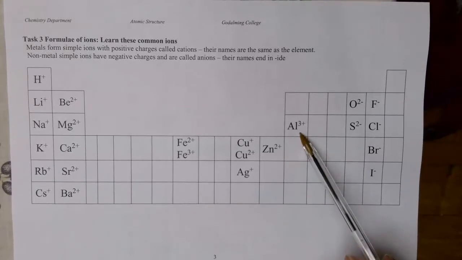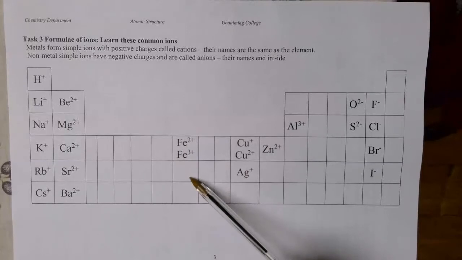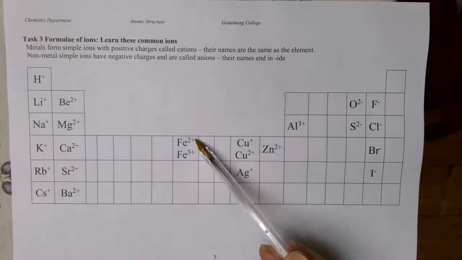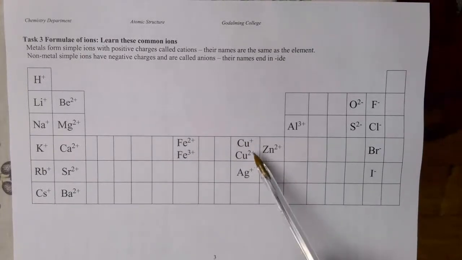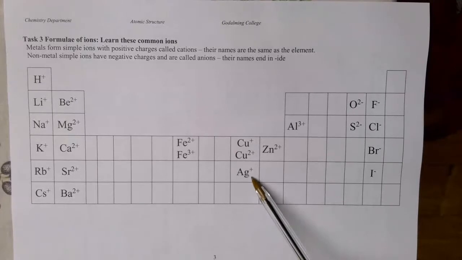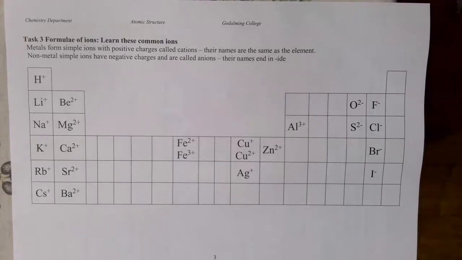Aluminium is 3+. There are some here in what we call the transition metal elements, or the D block elements, which have variable oxidation states and variable charges. So iron tends to come in two main forms, iron 2+ and iron 3+. Copper is 1+ or 2+. Ag is the symbol for silver, and it's one you need to know, and it has a 1+ charge. Zinc has a 2+ charge.